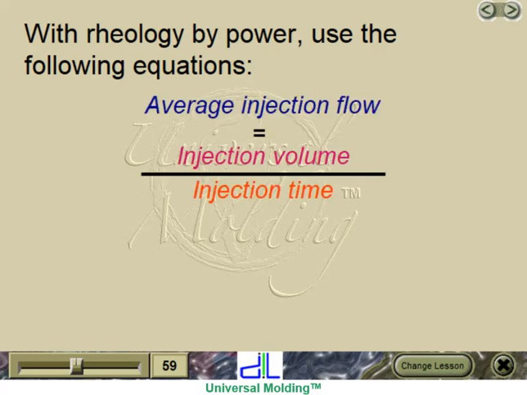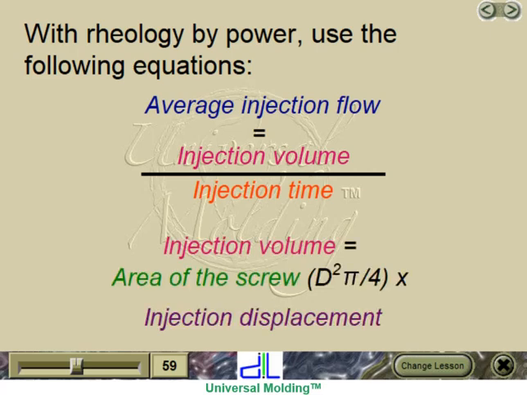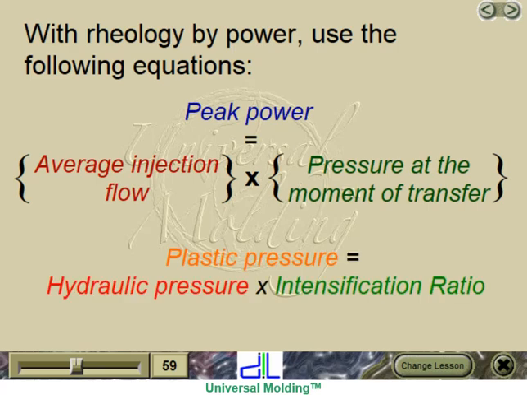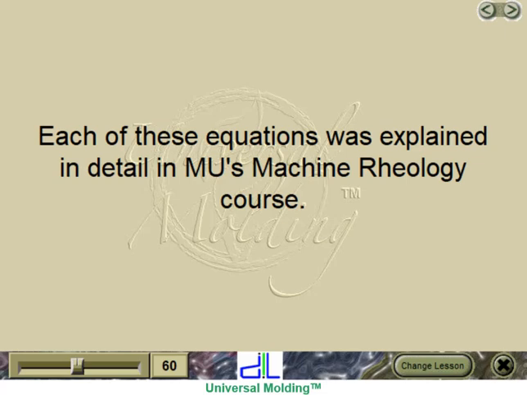Average injection flow equals injection volume divided by injection time. Injection volume equals area of the screw, diameter squared times pi divided by 4, times injection displacement. Peak power equals average injection flow times pressure at the moment of transfer. Plastic pressure equals hydraulic pressure times intensification ratio. Each of these equations was explained in detail in MU's machine rheology course.